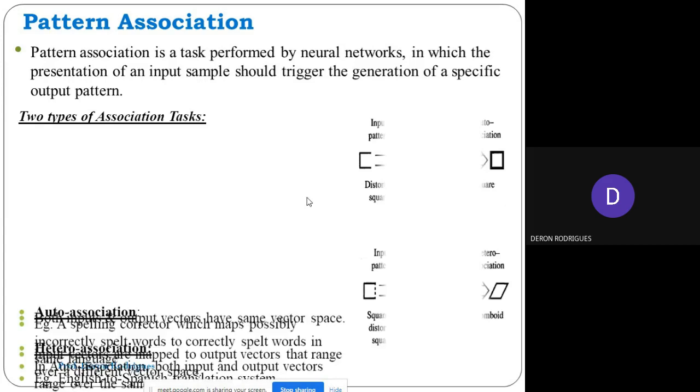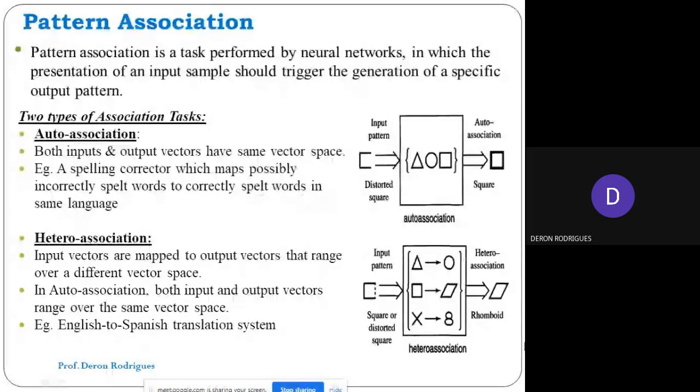Whenever you give a particular input, it should generate a particular output. Now there are two types of association tasks. One is auto association and the second is hetero association. Let us first have a look at an auto association task. Both the input and the output vectors have the same vector space. Now what does it mean? The inputs we give, which are trained, are the same as the output.